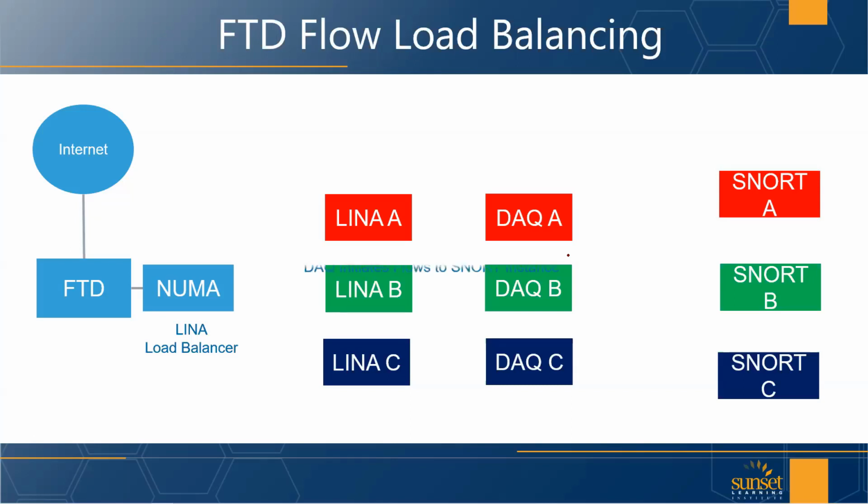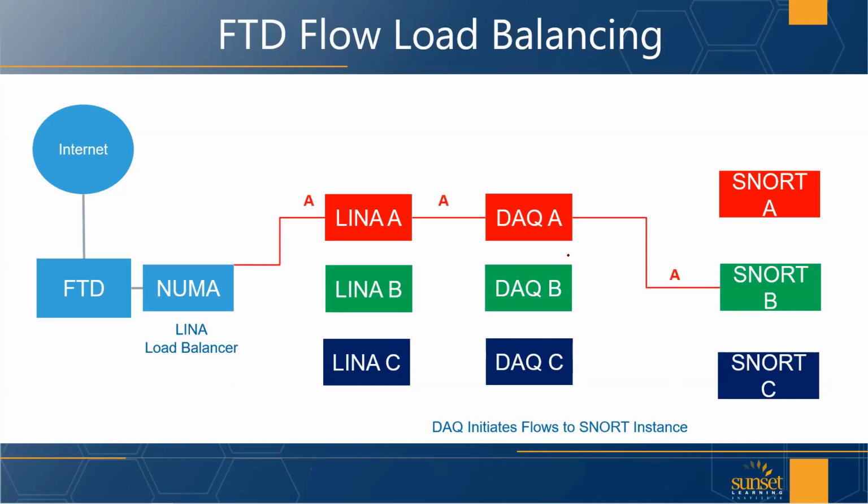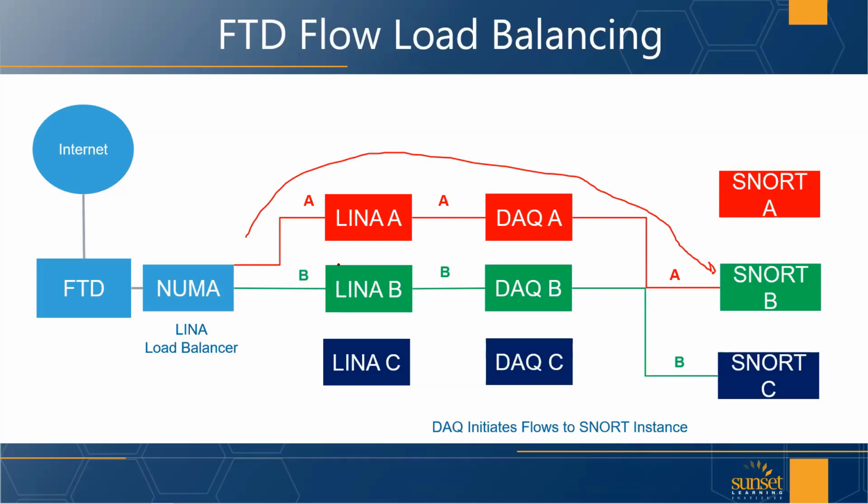Now, what's cool about this is your DAQ is going to initiate the flow to the SNORT instance. So if I've got flow A coming, I go from Lina to the DAQ, and I'm looking at the different tuples. And it might say, okay, I'm going to send this to SNORT instance B. Every packet from flow A is going to go through SNORT B, okay? SNORT B will look at it, return the verdict, and come back. Same thing happens with Lina flow B and C, okay? So they're tied up to the SNORT instance, and that's what we're using.